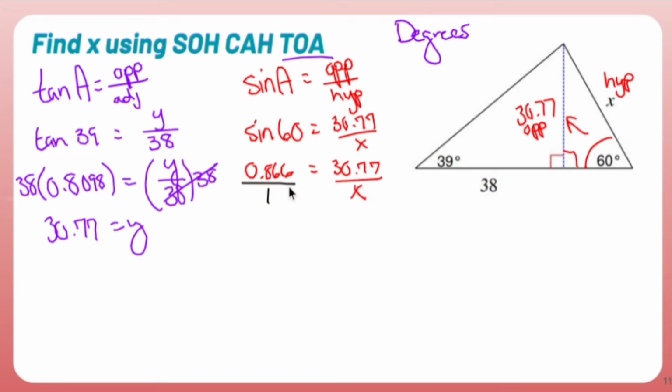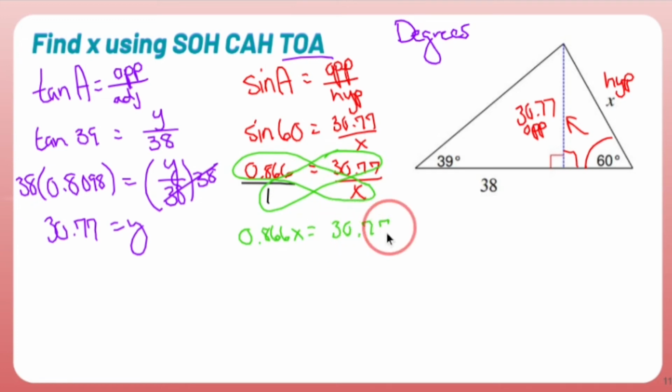No, I can multiply both sides by x, but I'm not gonna. I have it set up as a proportion now. And so I'm going to multiply diagonals, so 0.866 x, can't forget that, is going to equal 1 times 30.77. I think I can handle the math for that one.